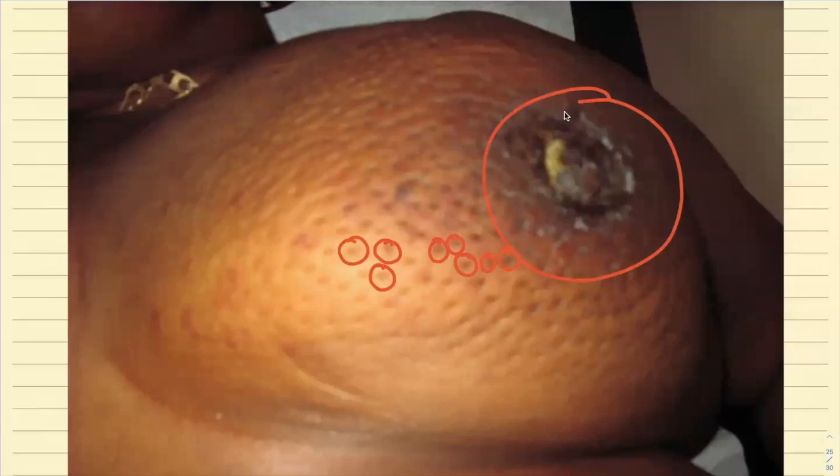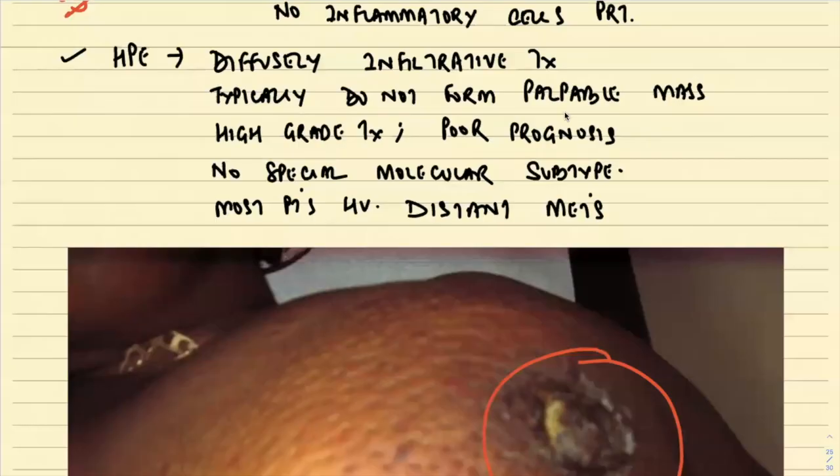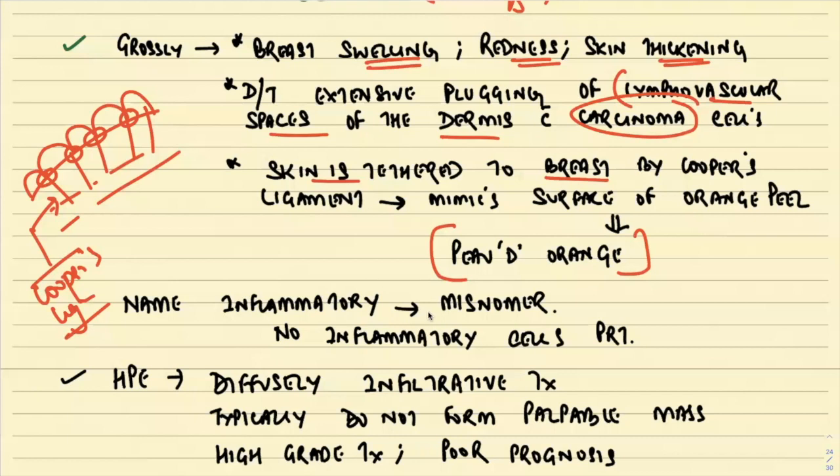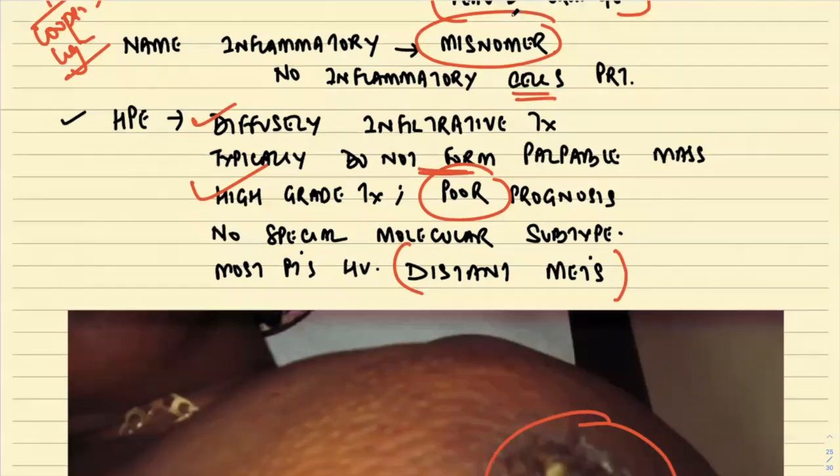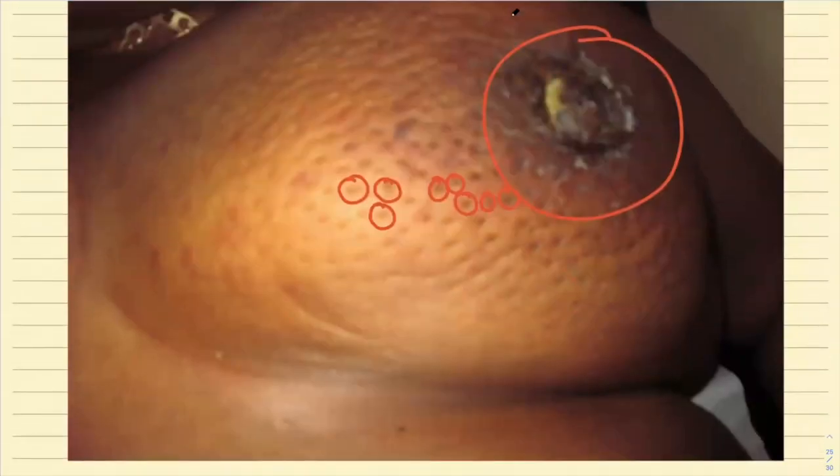Okay, usually a well-defined breast tumor mass is not seen. And remember, once the diagnosis of inflammatory carcinoma is made, it is actually a stage 4 tumor. Now the name inflammatory is a misnomer. No inflammatory cells are present over here. Histopathologically, the tumor cells are diffusely infiltrative. There is no tumor mass seen. A very high grade tumor with a very poor prognosis, and no special molecular subtype is associated. And most patients present with distant metastasis in case of inflammatory carcinoma of the breast.